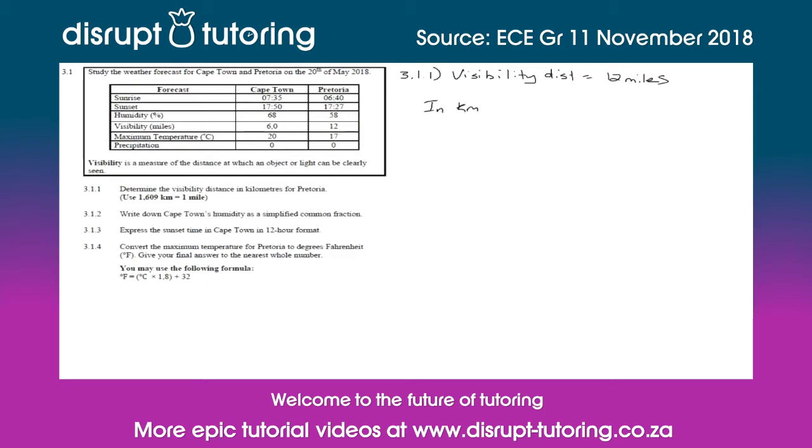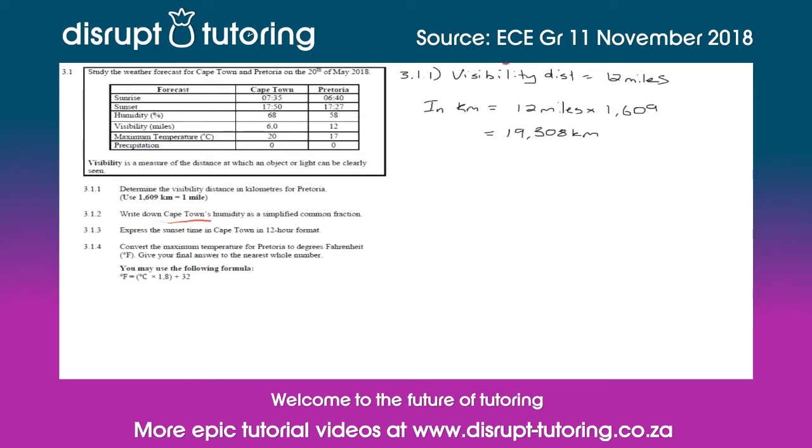So it's 12 miles, and we need to get it into kilometers. To convert from miles to kilometers, we need to multiply the miles by 1.609. So it's going to be 12 miles multiplied by 1.609. Put that into your calculator and you get a distance of 19.308 kilometers. Okay, then on to the next question.